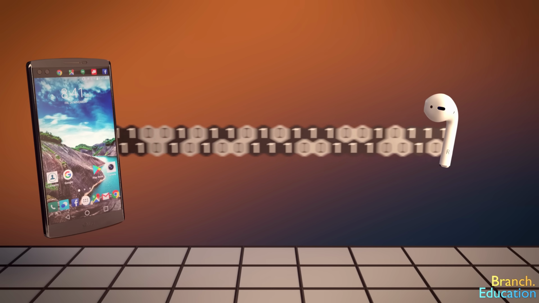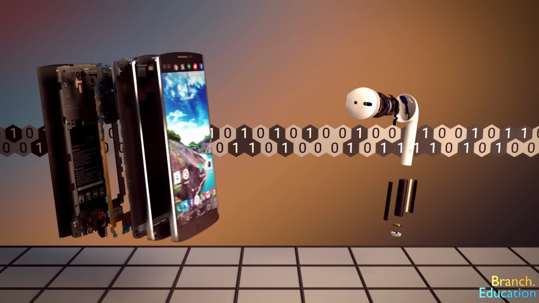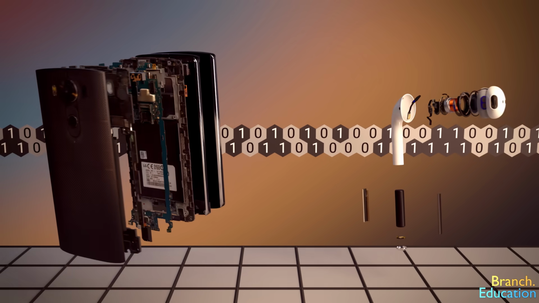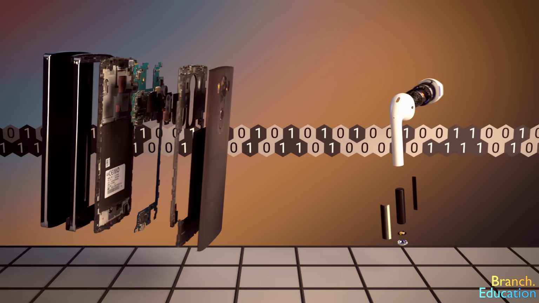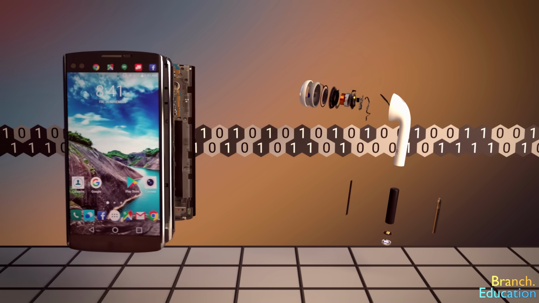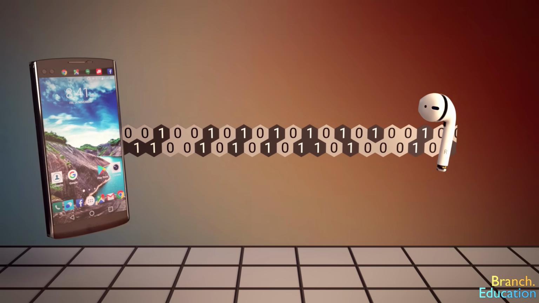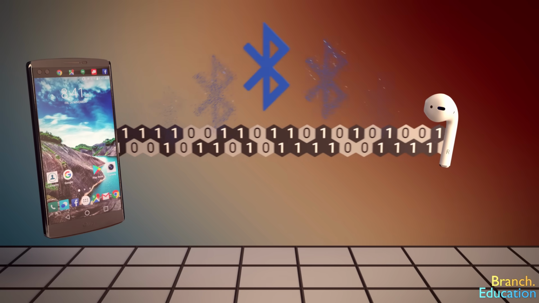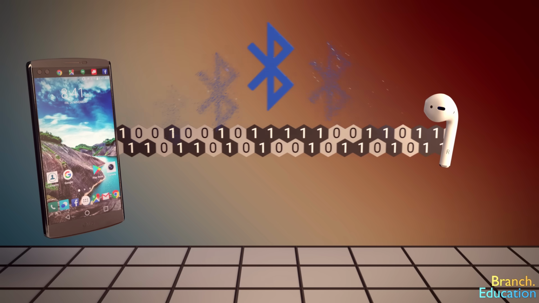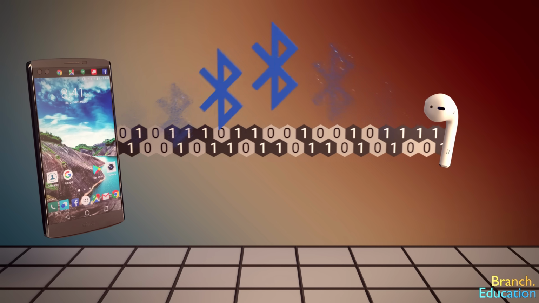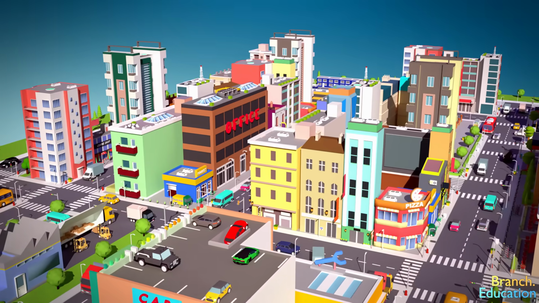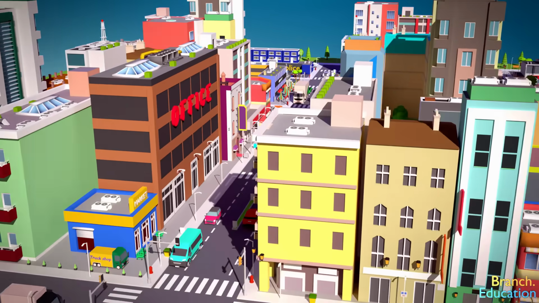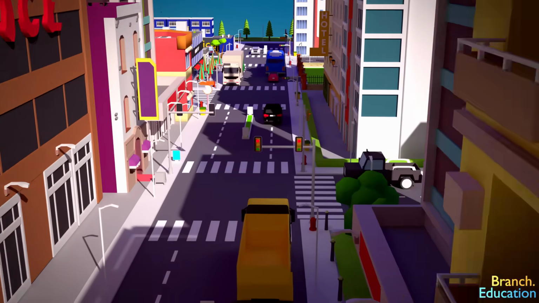But how are 1,000,000 or so ones and zeros wirelessly transmitted every single second between your smartphone and your wireless earbuds? In order to answer this question, we're going to explore the engineering behind Bluetooth and the principles of wireless communication. Before we get into the details and specifics of Bluetooth, let's start with an analogy.